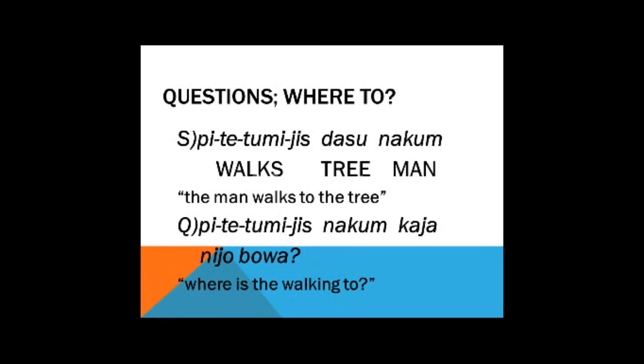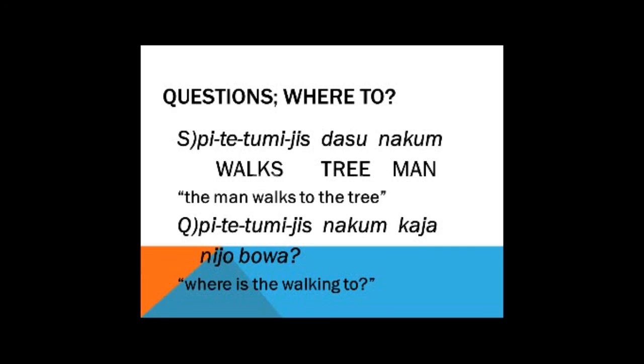Where to? So let's look at a different statement now. Pitya tumi yis dasuna kum. So pitya tumi yis is a verb that refers to walking. Dasu is tree, nakum is man, and this will translate as the man walks to the tree. I want to know where the man is walking to. I don't know he's walking to the tree. So I'm going to use where to, kaya niya boa. And I'm going to say pitya tumi yis nakum kaya niya boa. Where is the man walking to? So I've left out the word man in the translation down the bottom there.